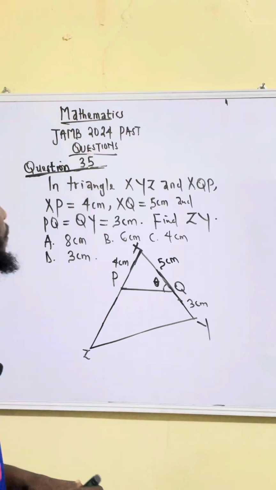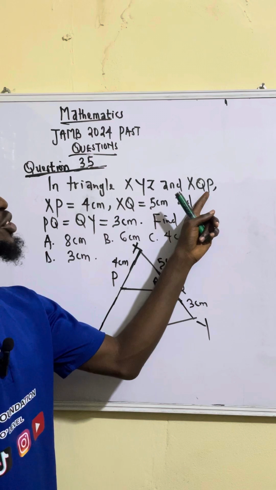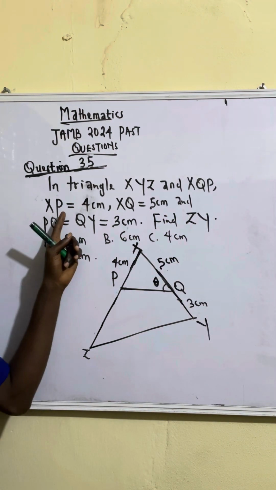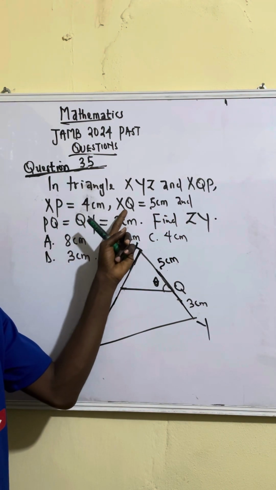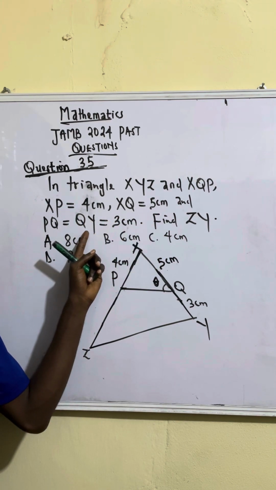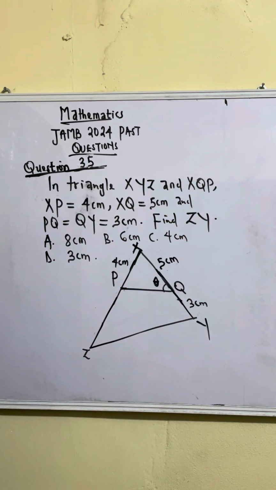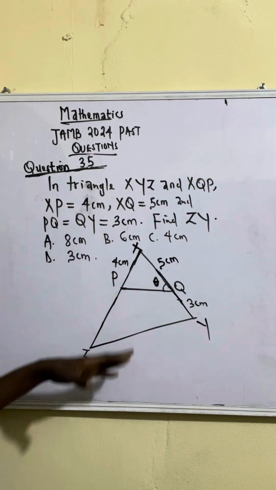Question 35. In triangles XYZ and XQP, XP is equal to 4 centimeters, XQ is equal to 5 centimeters, and PQ is equal to QY is equal to 3 centimeters. Find ZY. First of all, let's interpret it one by one.